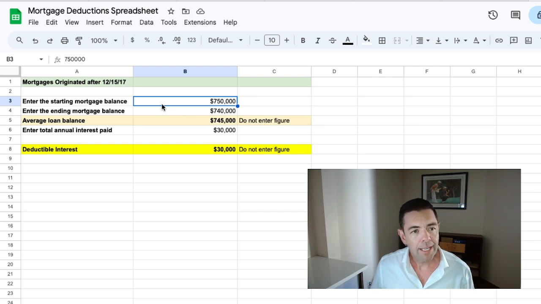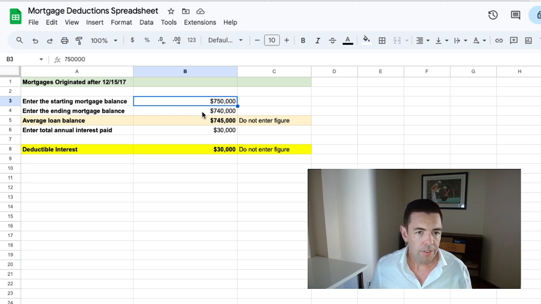So the spreadsheet's easy to use. You'll start by putting in a starting and then ending mortgage balance. Now, if you're using a 1098, you can look and it'll show you the beginning principal balance and the ending. You can look at the first mortgage statement of the year and then the last mortgage statement of the year. Or if you purchased a home, let's say in the middle of the year, your starting balance will be whatever is on that closing statement that you got from escrow.